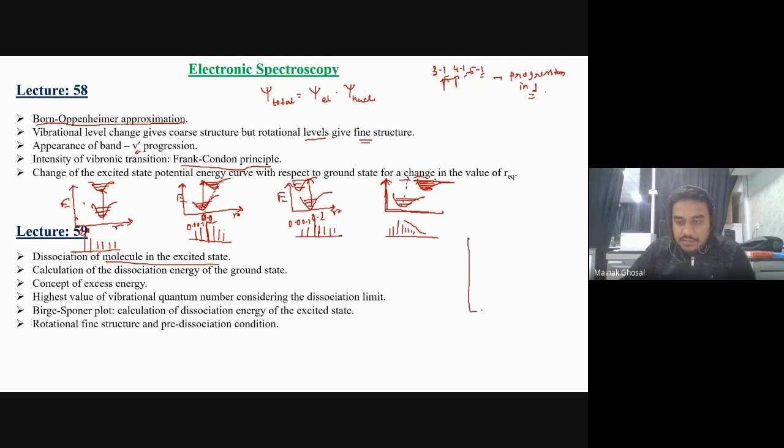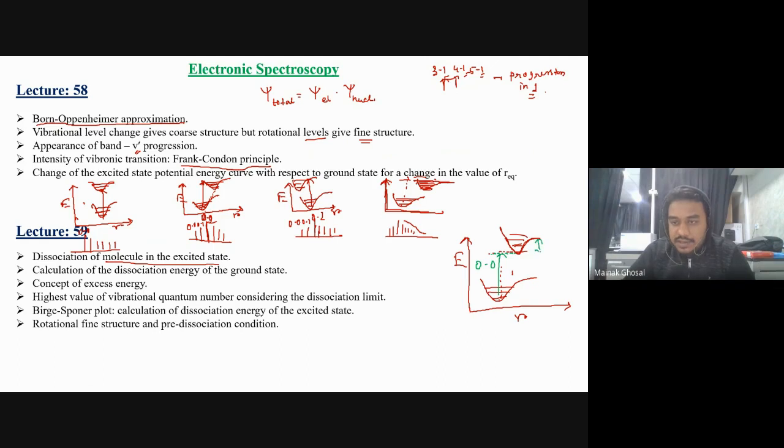Suppose this is my energy axis, this is E and this is R. Suppose this is my ground state, and this is my excited state. Suppose this is the 0 to 0 transition.